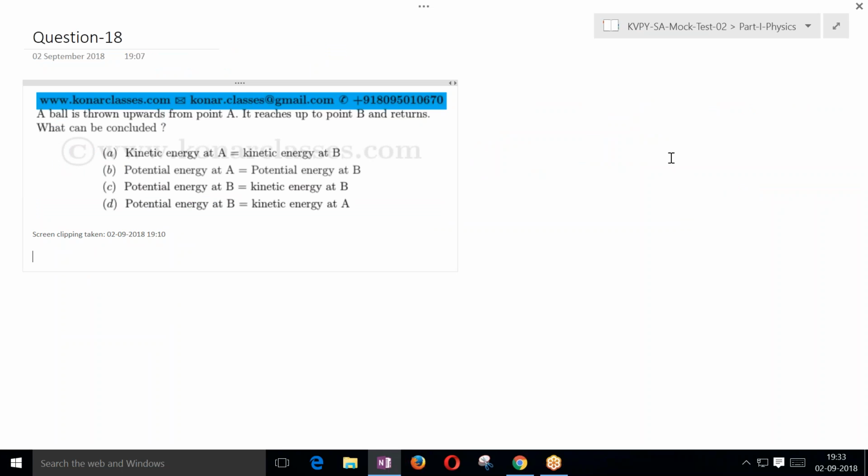If you look into question 18, this is also based on the understanding of your fundamentals of potential energy and kinetic energy. A ball is thrown upward from point A. It reaches up to point B and returns. Now in this entire phenomenon, what can we conclude? Option A, kinetic energy at A is equal to kinetic energy at B. Option B, potential energy at A is equal to potential energy at B. Option C, potential energy at B is equal to kinetic energy at B. And option D, potential energy at B is equal to kinetic energy at A.